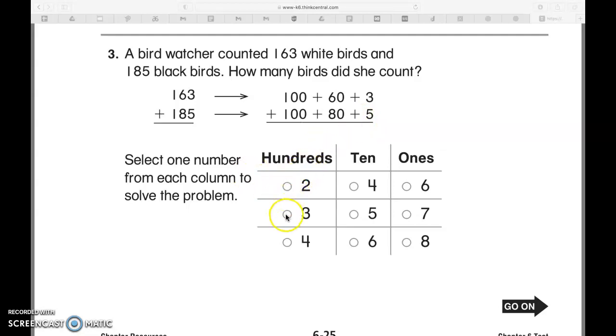Select one number from each column. Would you end up with 200s, 300s, 400s, 4 tens, 5 tens, 6 tens, or 6 ones, 7 ones, and 8 ones? You're going to have a number selected in each of the hundreds, tens, and ones.